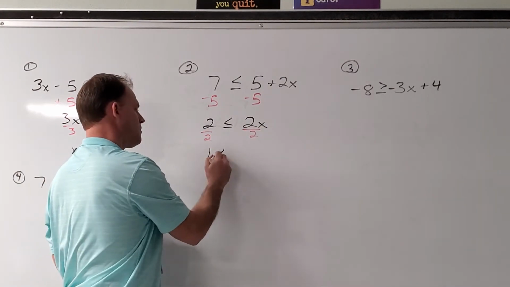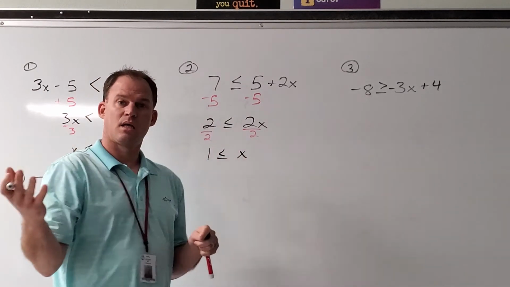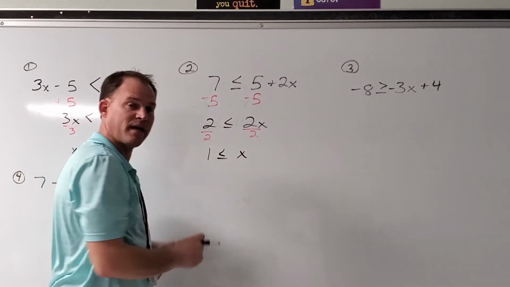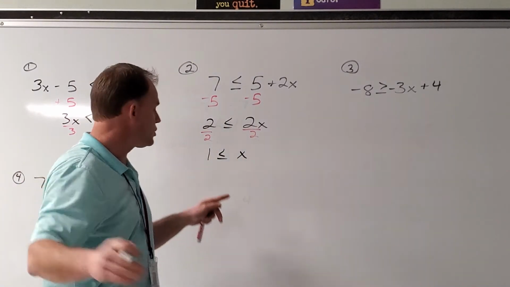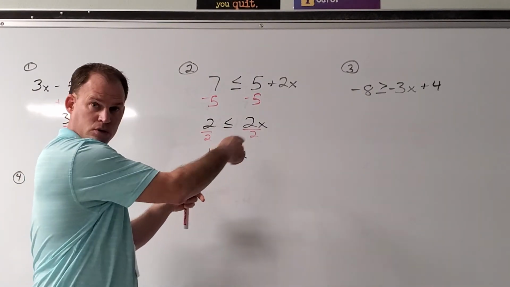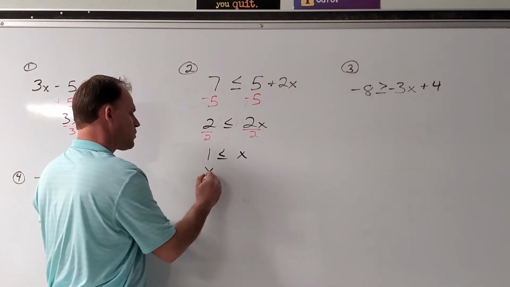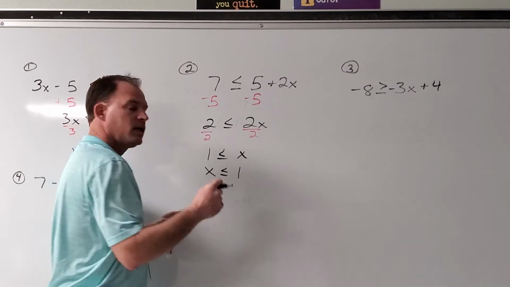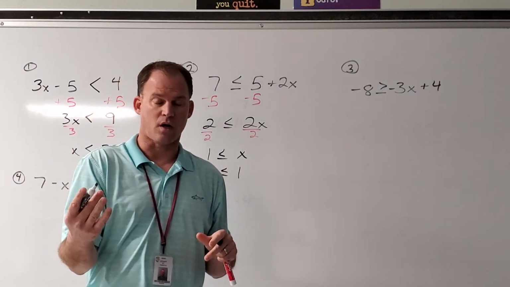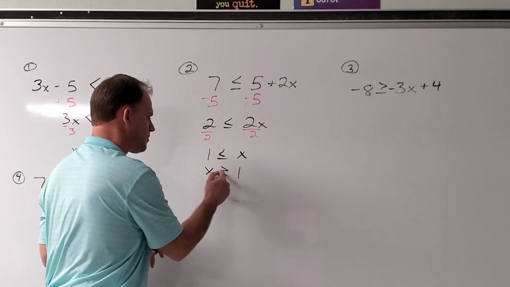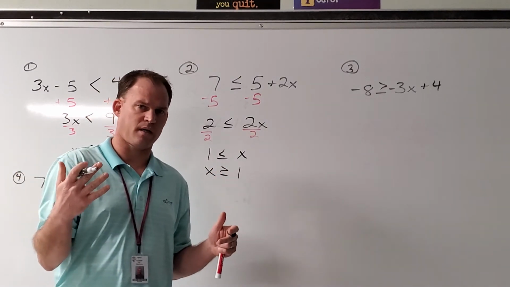And now all the algebra is correct. I divided by positive 2, so I don't have to make that flip. But do we like the way that looks? You should be sitting there saying no. I need to turn this around to get the final answer. Remember, oops, sorry, typo. Turn it around to get the final answer.